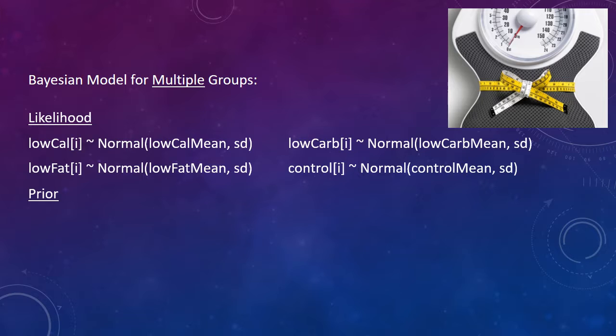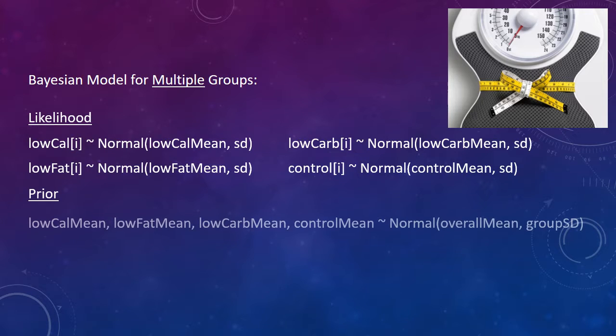How do we express this in a Bayesian model? Instead of using 4 separate prior distributions for each group's mean, we can have all 4 means come from a common distribution, such as a normal distribution.